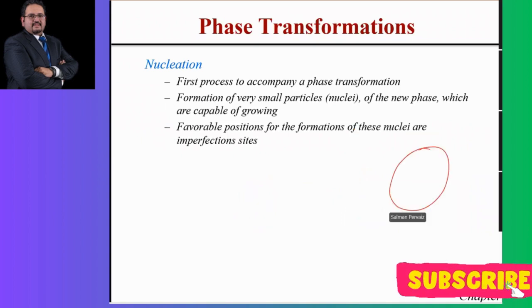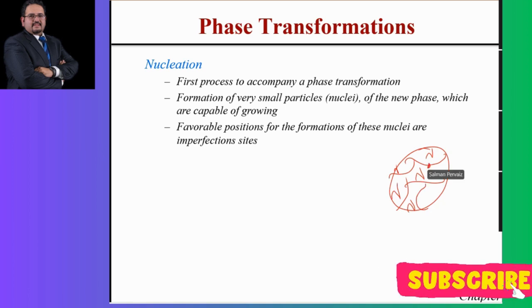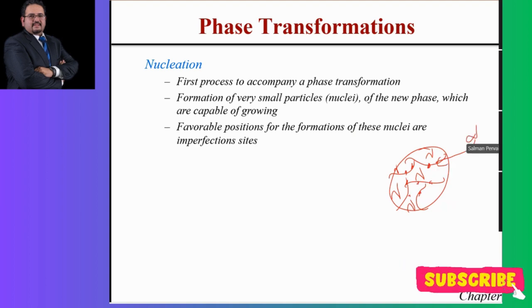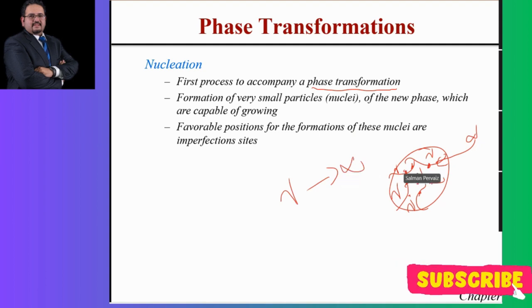So for example, when you have gamma here and gamma is going to change into alpha, you remember that we said that in the hypo region, some particles will appear, alpha particles will appear. So that starting phase is called nucleation. When the new phase starts to come, that has started from the nucleation phase. So the first process to accompany the phase change, when one is changing into another one, for example, here this is going into alpha, it will start from the nucleation at different points.